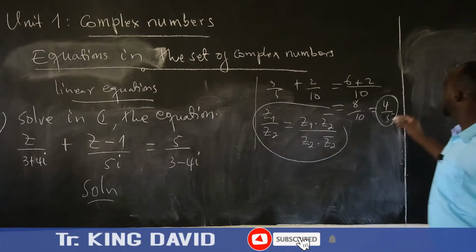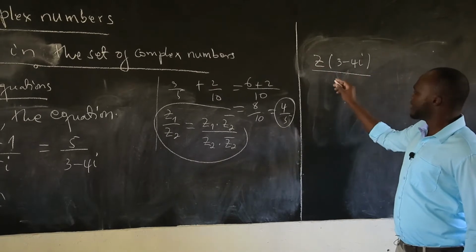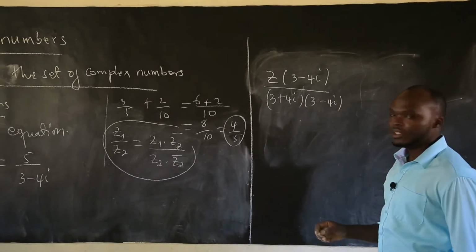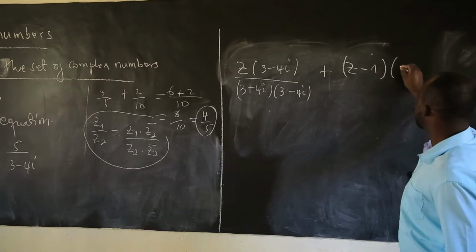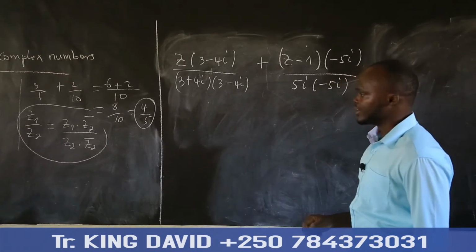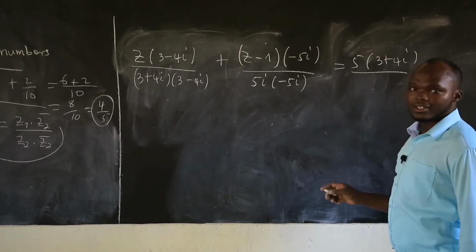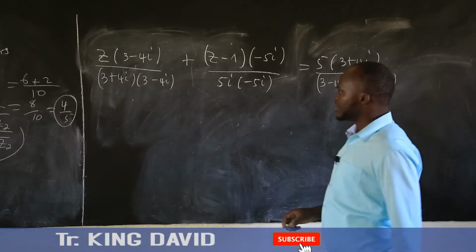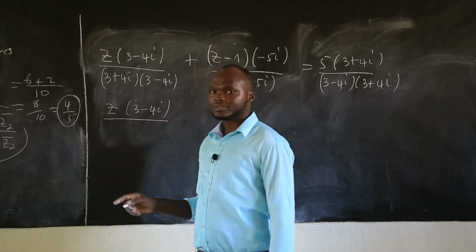Then it will be Z times the conjugate of the denominator, 3 minus 4i, over 3 plus 4i times the conjugate, 3 minus 4i, plus Z minus 1 times the conjugate of the denominator, which is negative 5i, divided by 5i times negative 5i, which is equal to 5 times 3 plus 4i divided by 3 minus 4i times 3 plus 4i.